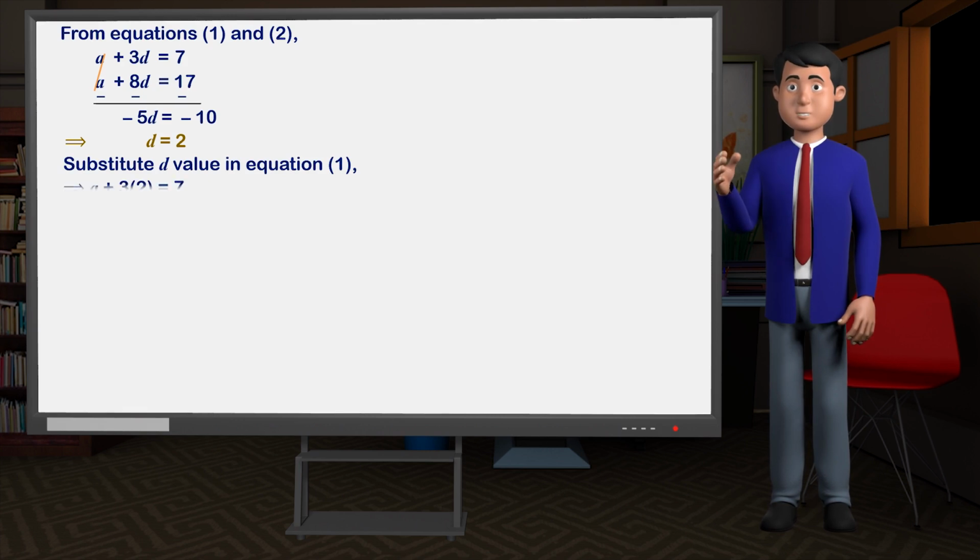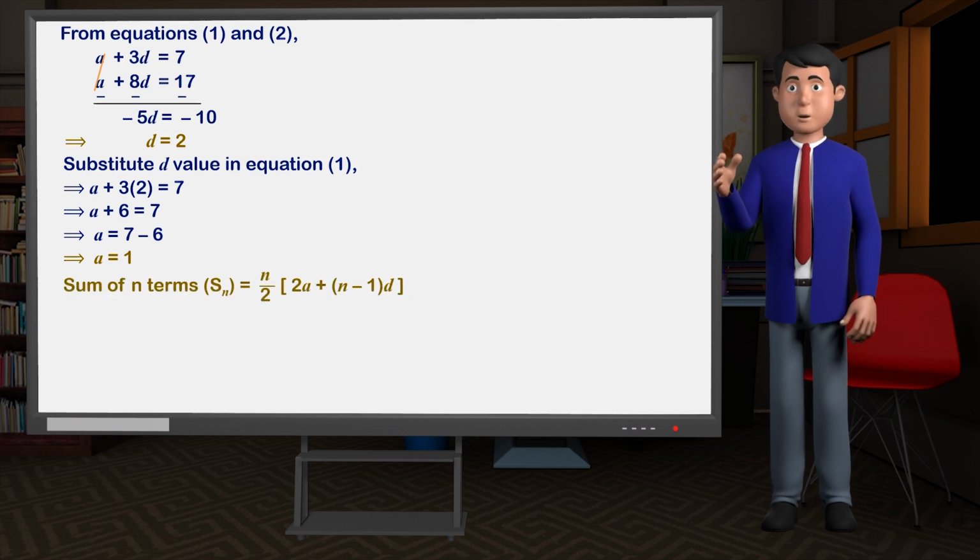That implies a plus 3 into 2 is equal to 7. That implies a plus 6 is equal to 7. That implies a is equal to 7 minus 6. That implies a is equal to 1. Now, sum of n terms Sn is equal to n by 2 into 2a plus n minus 1 into d.